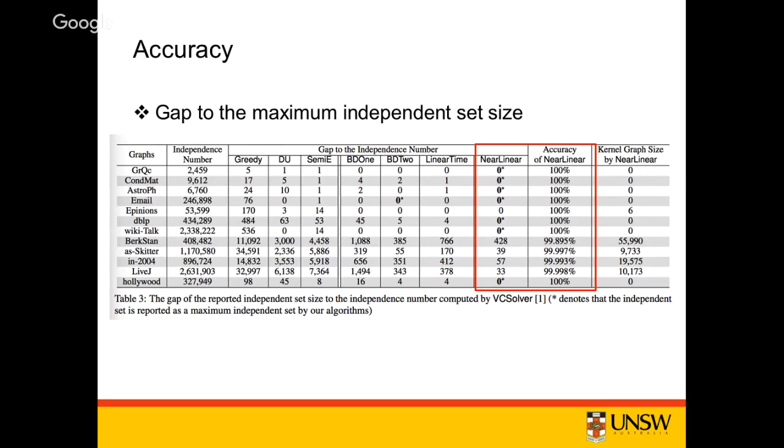So here, Greedy and DU, which is dynamic update, and Semi, which is the semi-external algorithm based on the greedy. So you can see that our algorithm can almost obtain the maximum independent set for most of the graphs. And for other graphs, we do not obtain the maximum independent set, but the accuracy is still over 99%.